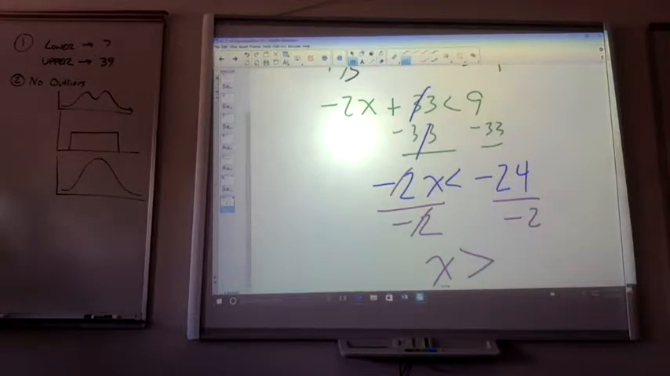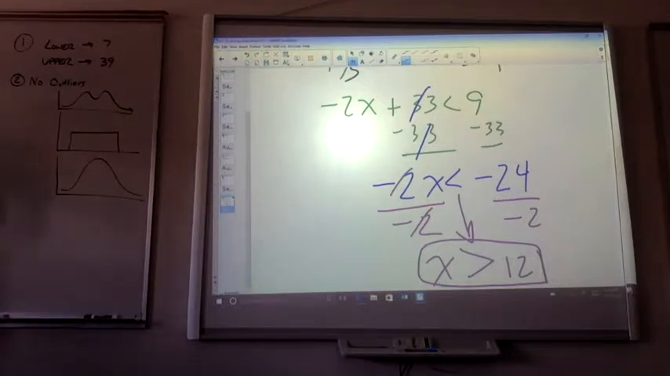So we change the sign, right? And then x is greater than 12. And then what does it also say on this problem? It says solve the inequalities, write all in interval notation. Is this interval notation right here? No, the interval notation was with the square brackets and the parentheses.